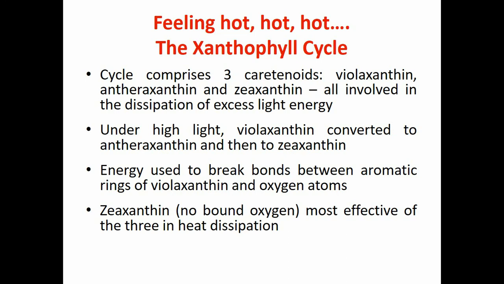But anyway, this cycle has three components. I love you guys, but I'm not going to try and pronounce those names as much as I would like to. There's the violaxanthin, the antheraxanthin, and the zeaxanthin. They are all carotenoids that are designed to readmit excess light energy to avoid the photosystems from being damaged.